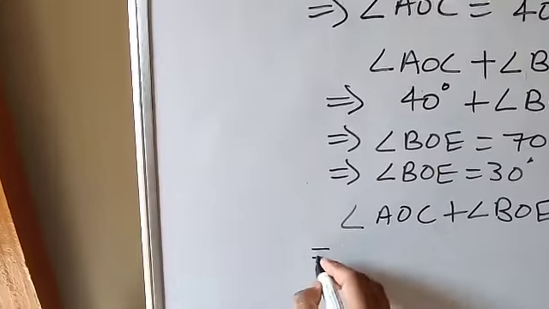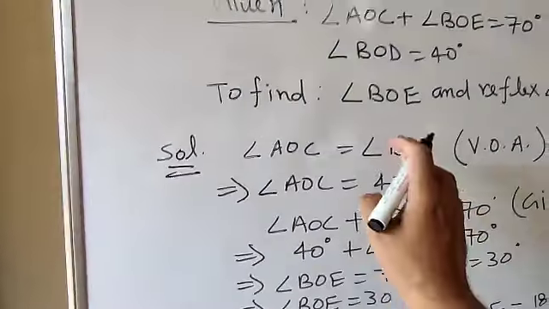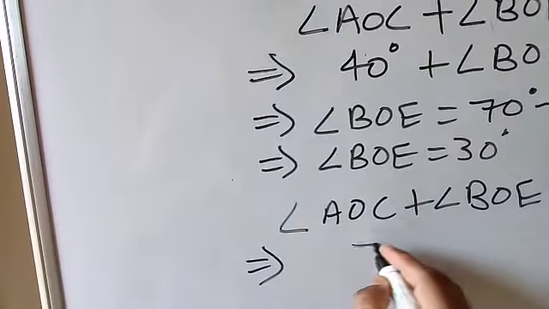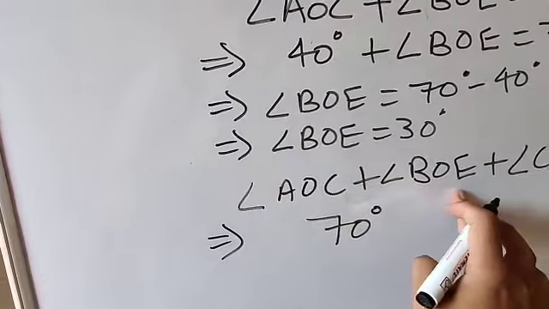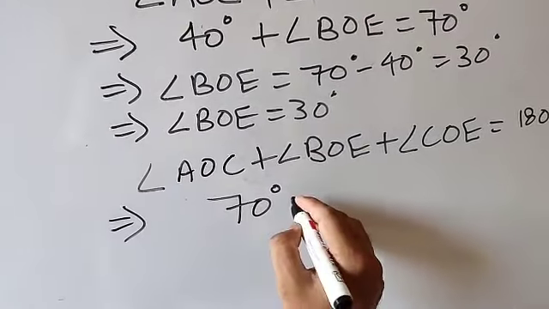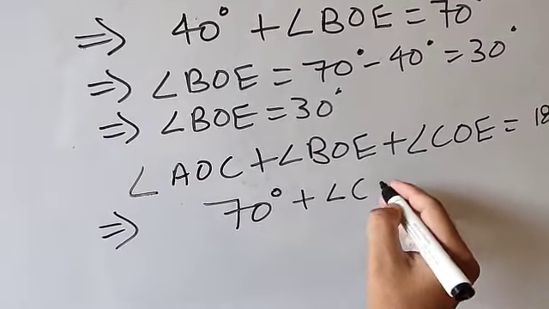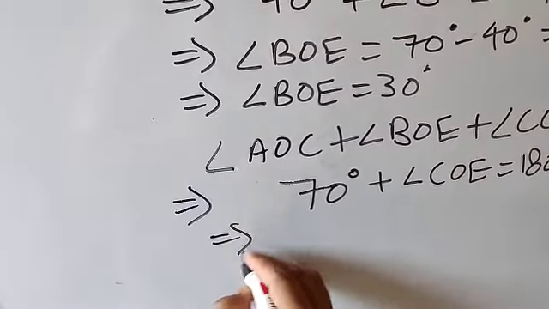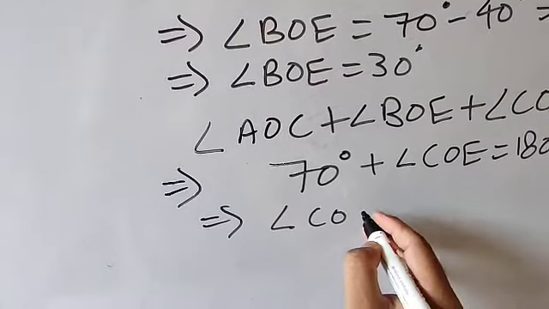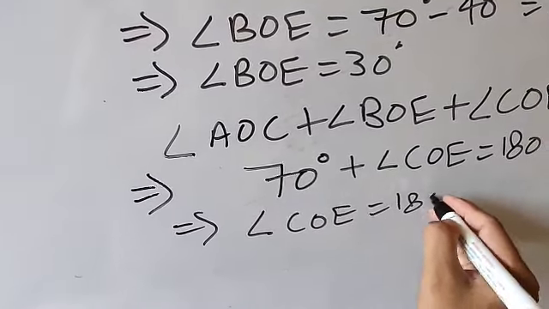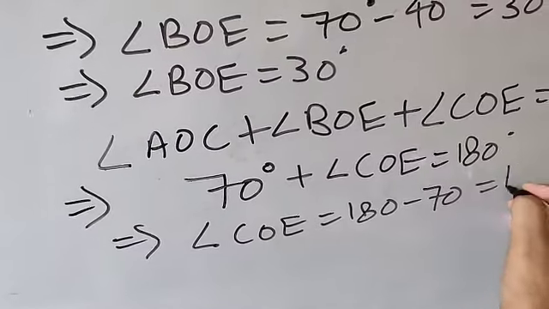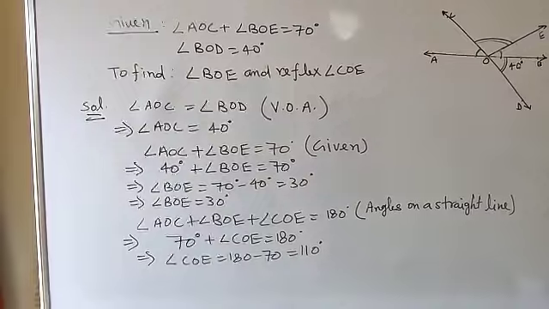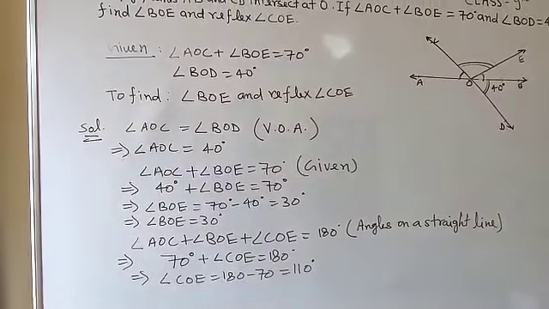degrees. So here angle AOC plus angle BOE, that is given in the question as 70 degrees. So in place of angle AOC plus angle BOE I am going to write 70 degrees plus angle COE equal to 180 degrees. It shows that angle COE equals 180 minus 70, that is equal to 110 degrees. So here I got the value of angle COE, that is 110 degrees.